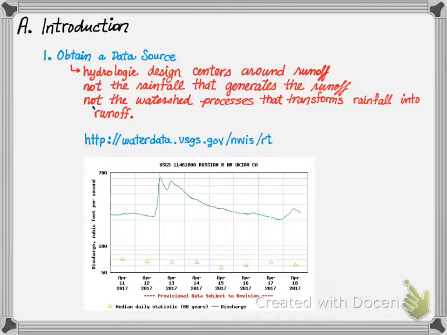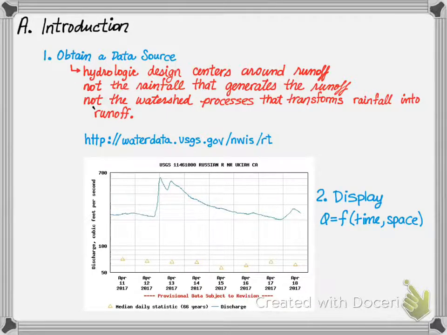look like. So this is the Russian River in Ukiah, California, which is in Northern California. It shows you the runoff from April 11th through April 18th. As you can see, around the end of April 12th, and into April 13th, there was a high runoff event, suggesting that there must have been a rainfall event that caused runoff.